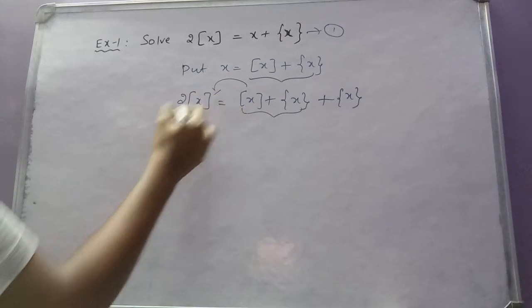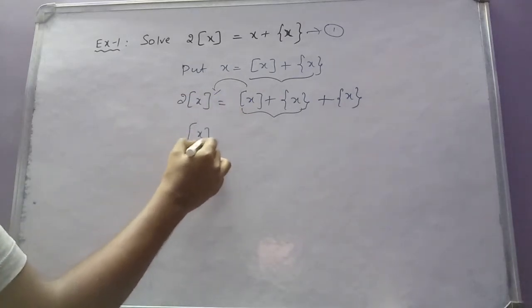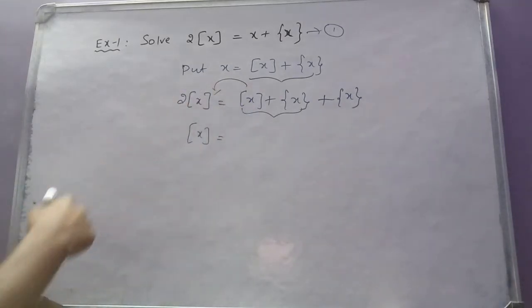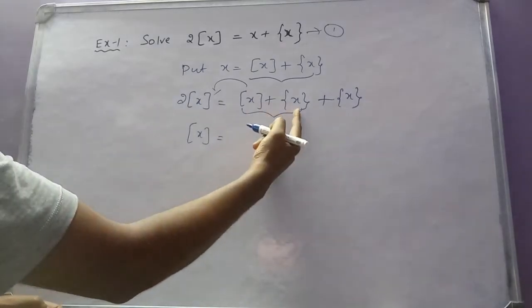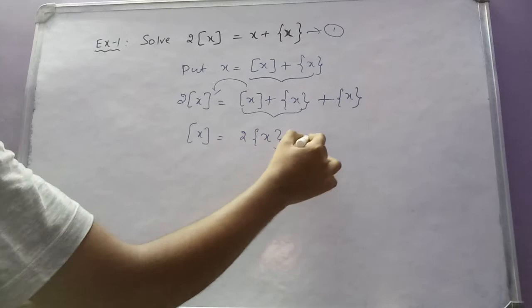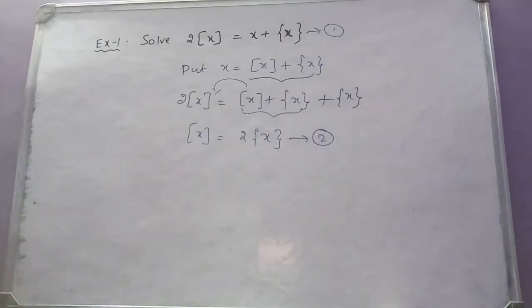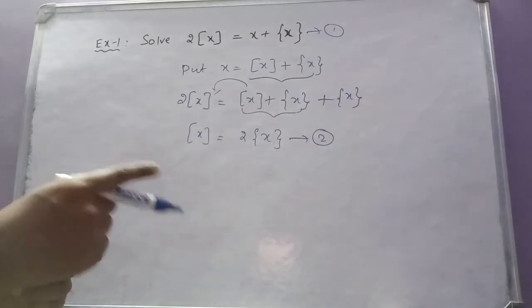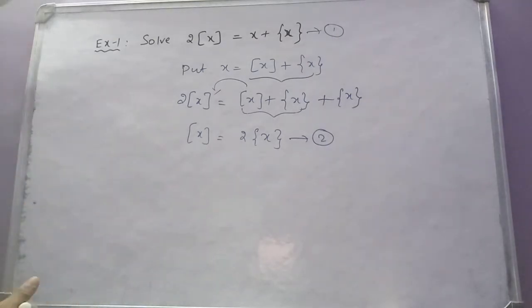So if you take the floor of x to the left side, it is floor of x, because 2 floor of x minus a single floor of x is equal to fractional part of x plus fractional part of x. You'll get 2 times fractional part of x. So this is the main equation of this problem, because using this equation only we will find both floor of x and at the same time fractional part of x.